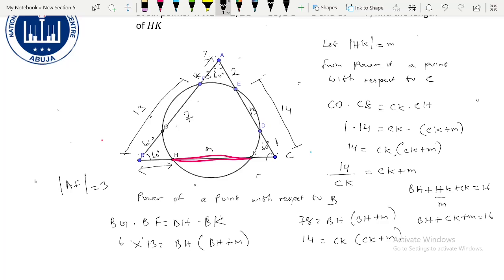Okay, so are you seeing what I'm saying? I'm thinking something like this could work. I could just write this BH plus CK, and I can write this as 16 minus M, right? Let's call this equation 1 and equation 2. So let's write this in full.